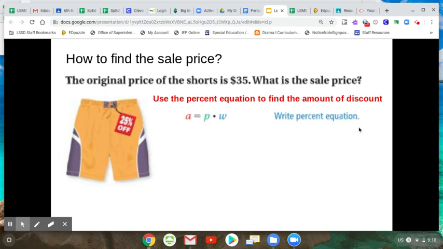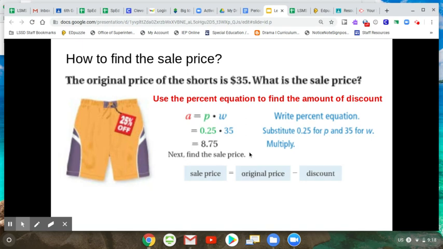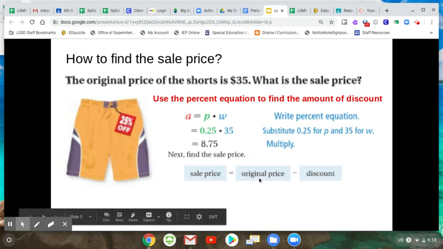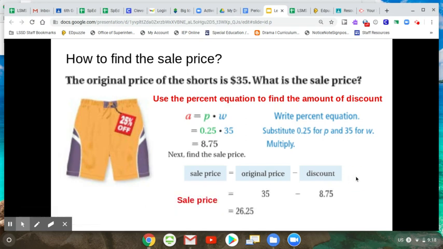So we'll plug in the information we know. We know that it's 25% off, so the percent is 0.25 times the whole, which is 35. And we end up with $8.75 as my part. That's how much is going to be taken away from that original price. So now we find the sale price. We do that by taking that original price, $35, minus the discount, which is $8.75. And we find out that we are only going to pay $26.25 for that pair of shorts.